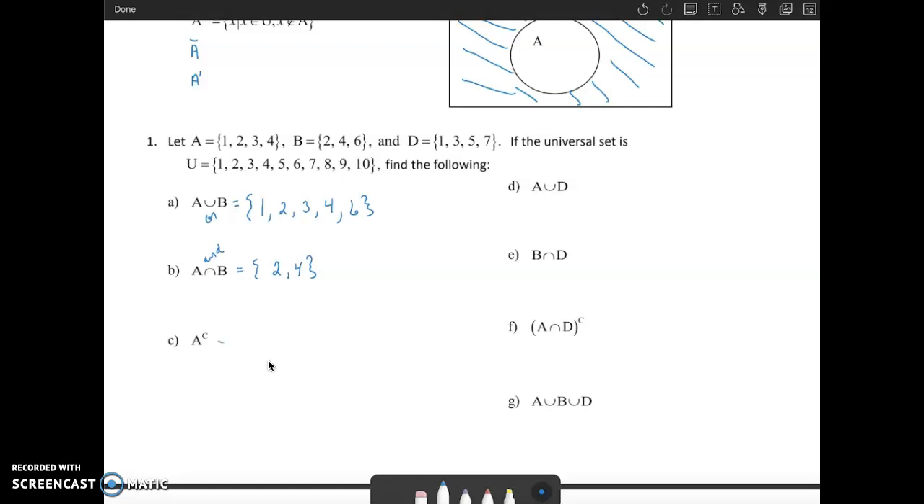Okay, what about the set A complement? What is not in A? So not in set A, but still in the universe that we're talking about. So our universe are the integers 1 through 10. If A is 1, 2, 3, and 4, then everything that's not in there is in A complement. So what's in A complement? That would be 5, 6, 7, 8, 9, and 10. The rest of those.